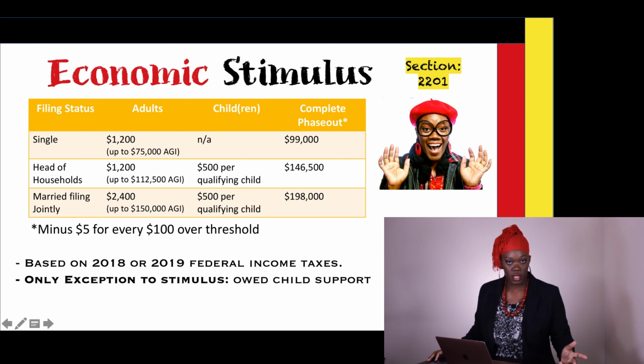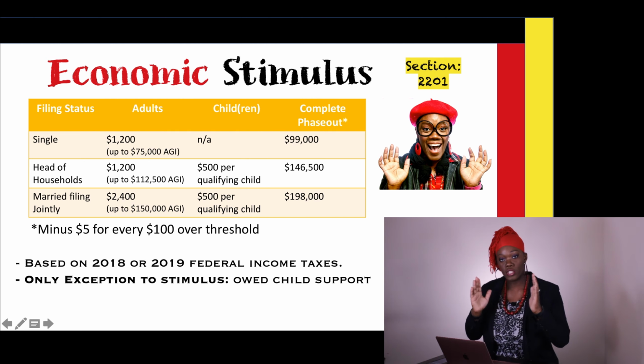All right, so the way this works, if you have less than $75,000 adjusted gross income, not salary, adjusted gross income, you're going to have to look back at your tax return to determine what your adjusted gross income was for 2018 or 2019. Then you qualify for this and you should get $1,200. If you're a single filer, that means typically you don't have any dependents, you don't have any kids, so you don't have to worry about that. And then this phases out at $99,000. So if you're between that $75,000 and $99,000, you'll get an incremental amount until you reach $99,000, and then you don't get anything.